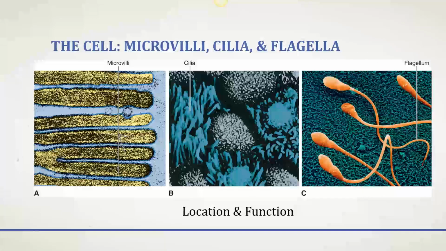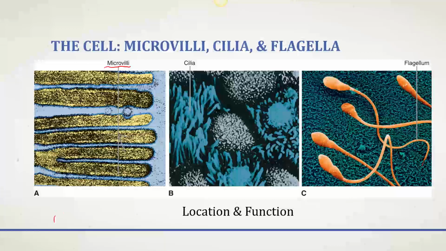Now, sticking with the outside surface of the cell, although cells need to be able to stick together, cells also need to be able to interact with the environment a little bit. And these structures are going to be found on the surface of the cell, and they all do something a little bit different. We'll start with microvilli. Microvilli are extensions of the cell membrane which increase the surface area for the absorption of nutrients.